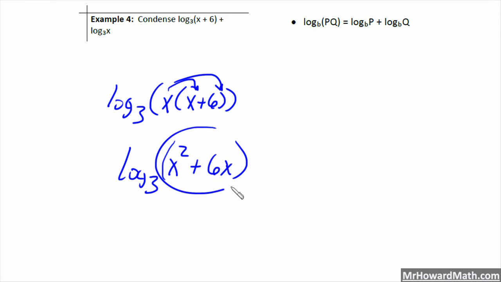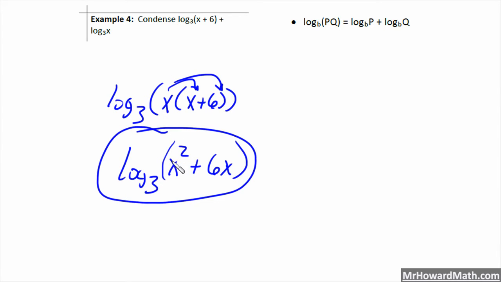So you do need to put this argument in parentheses. So now we went from more stuff to less stuff. We had two log base 3's, two different terms there, and now we're down to 1. So we condensed it. All right, let's look at the next example.